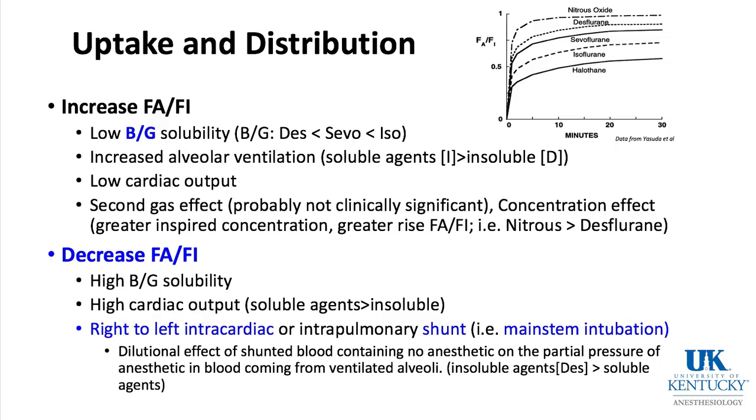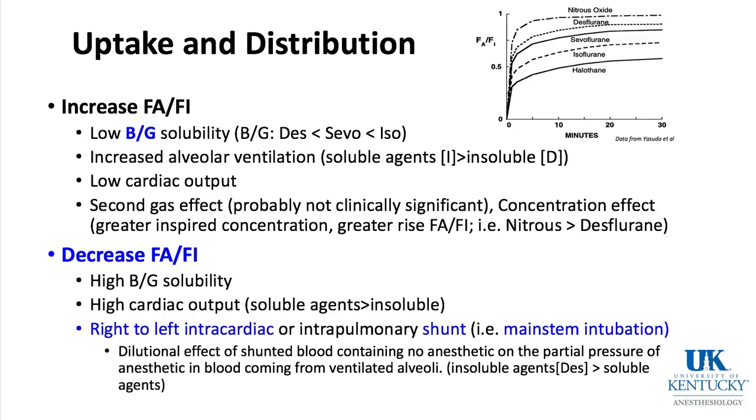What are some things that decrease the uptake? High blood gas solubility. So iso and sevo and halothane are less than des and nitrous because their blood gas solubility is higher. They're more soluble. A high cardiac output, the very anxious patient who's tachycardic, hypertensive, high cardiac output. Lots of blood going by the alveolus, and I like to think of it as the blood taking up the volatile anesthetic from the alveolus and not allowing the partial pressure to rise in the alveolus. This affects the soluble agents like isoflurane more than it does the insoluble agents like desflurane.